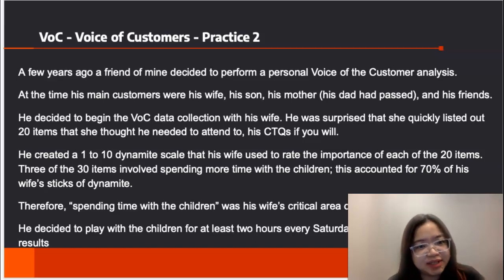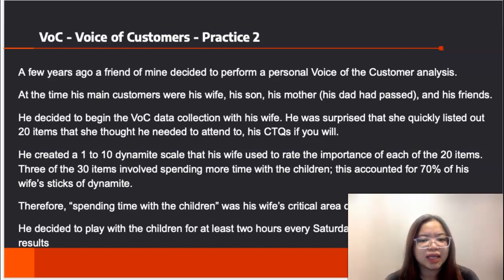So it is gonna be easier. There's a friend of mine from a few years ago, a guy, and he decided to do a voice of the customers analysis for himself, for his personal need. And then he decided to choose his main customers to be his wife, his son, his mother, and his friends. And then he started to do the VoC data collection with his wife, and she listed out like 20 items that she thought he needs to pay attention to, which is his CTQ, if you will.